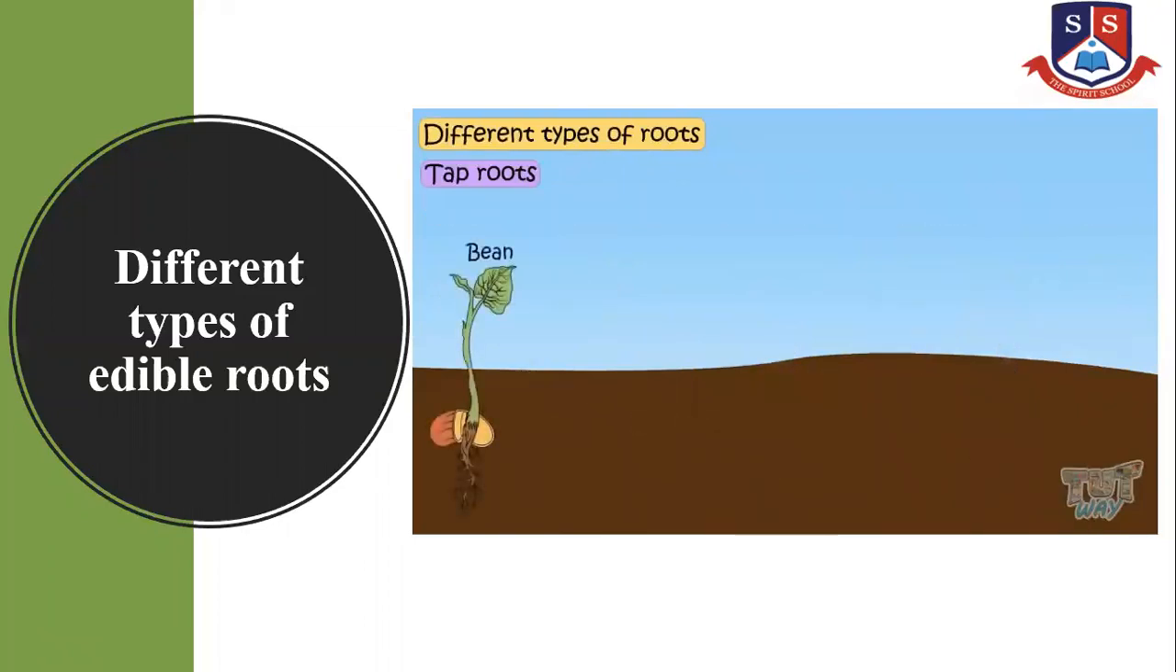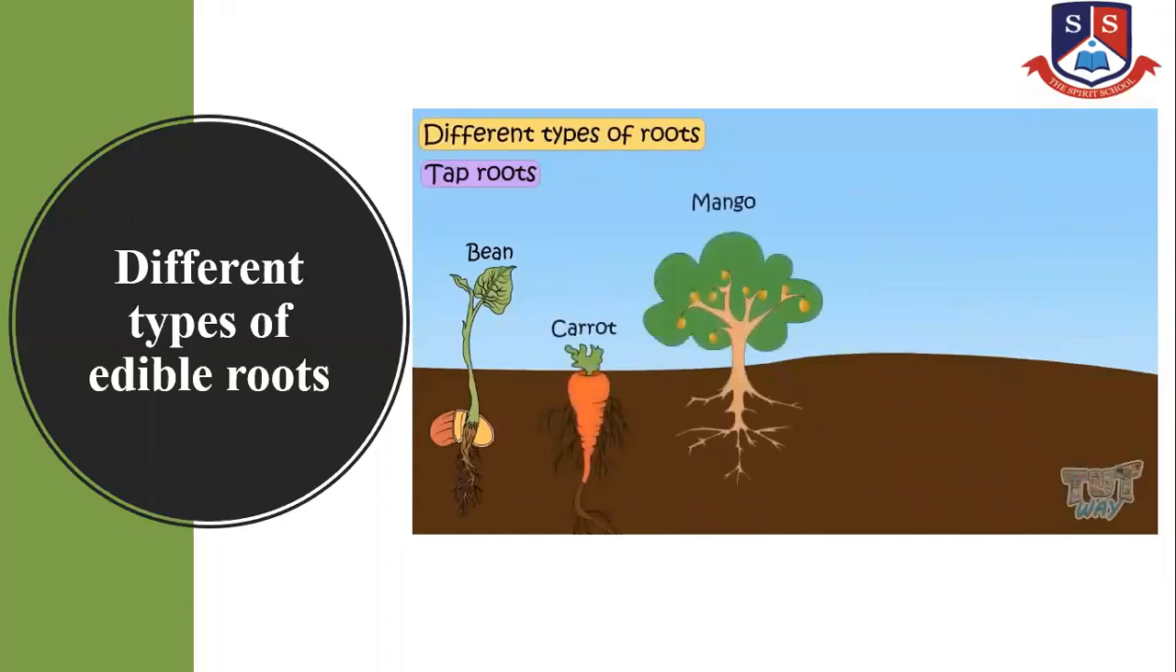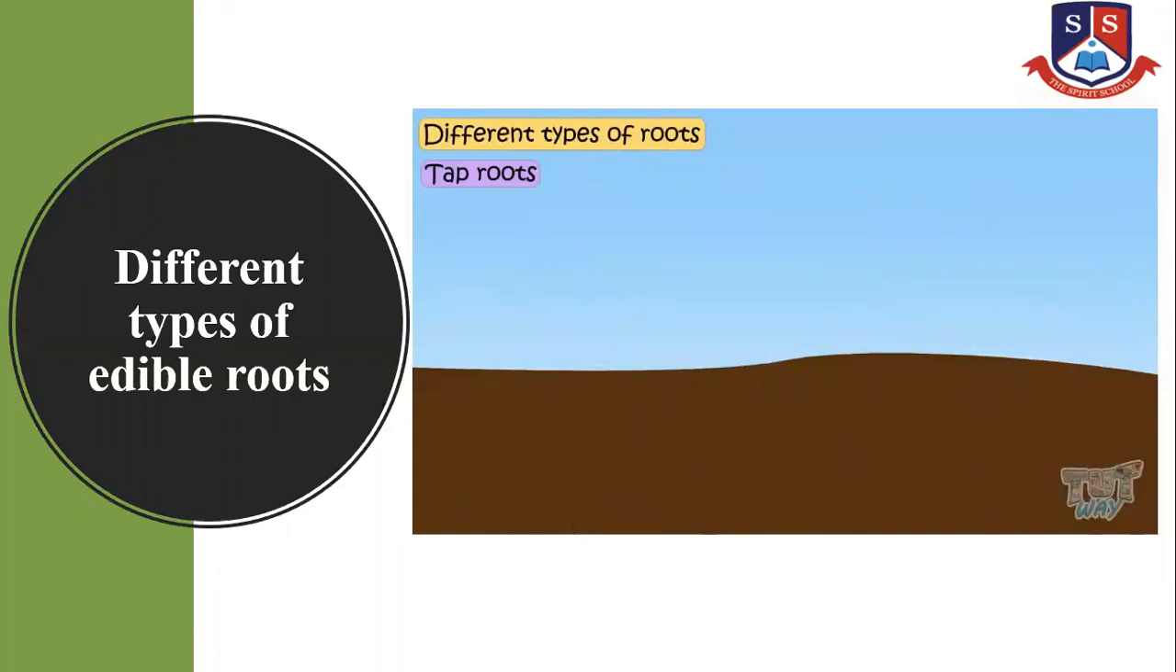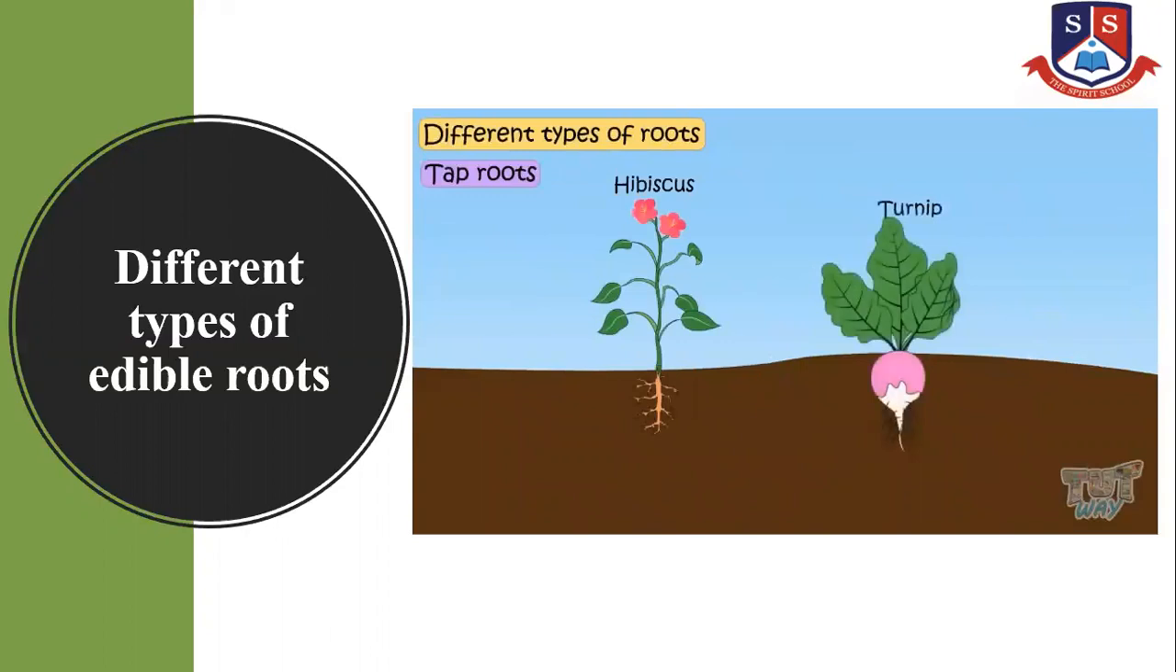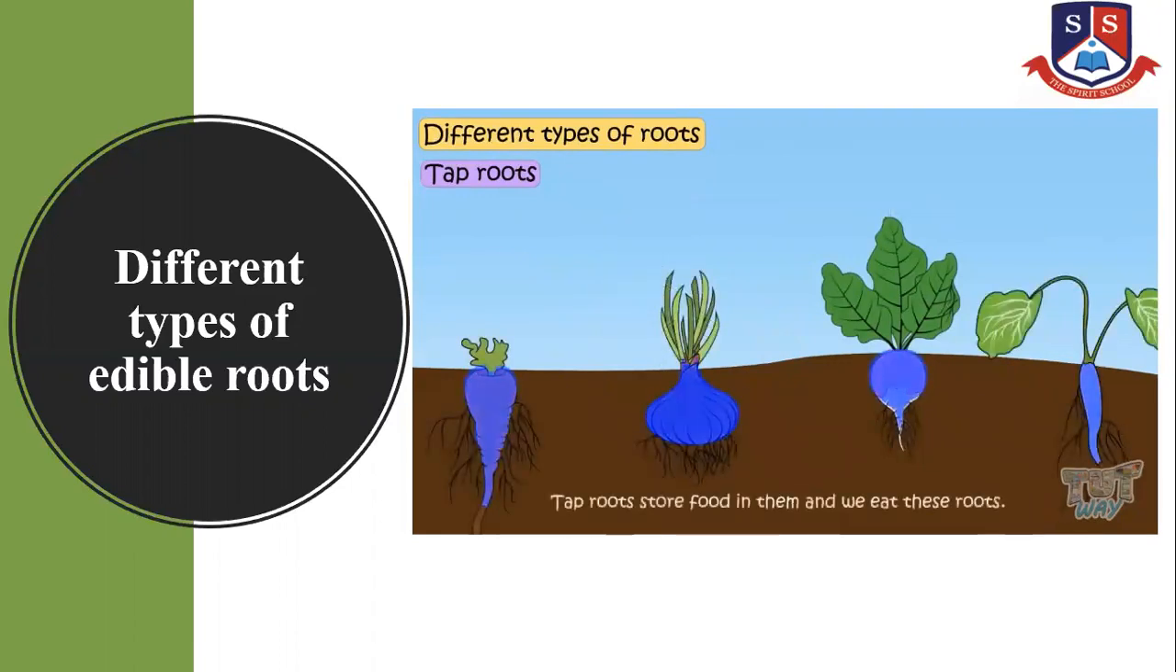Beans, carrots, mango, radish, rose, hibiscus, and turnips are the plants that have taproots. Taproots store food in them, and we eat these roots.